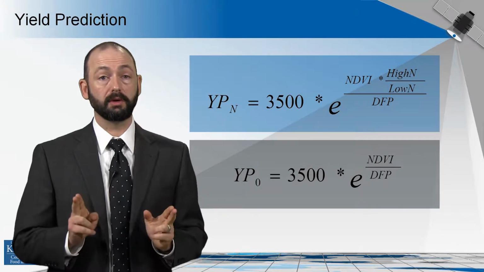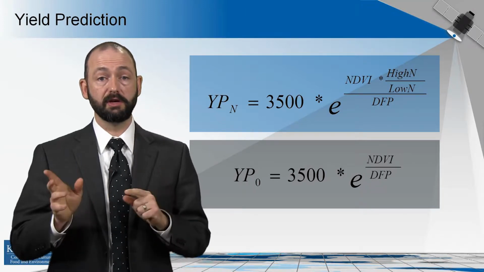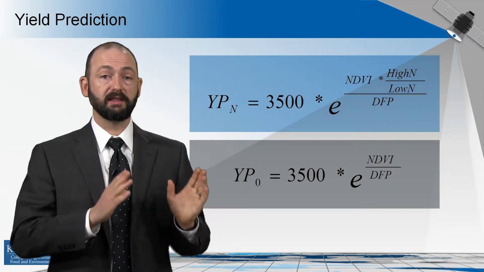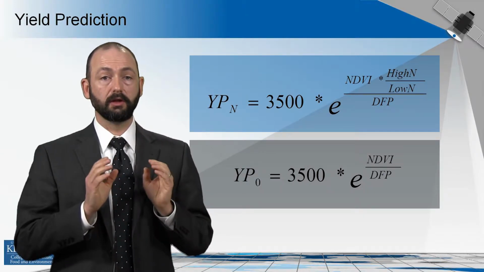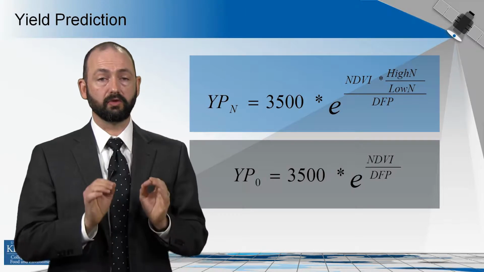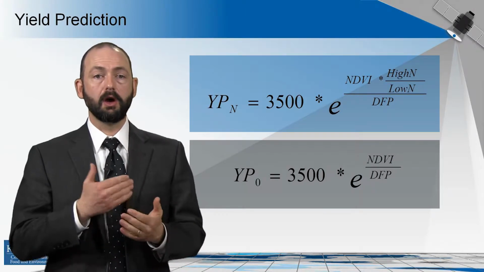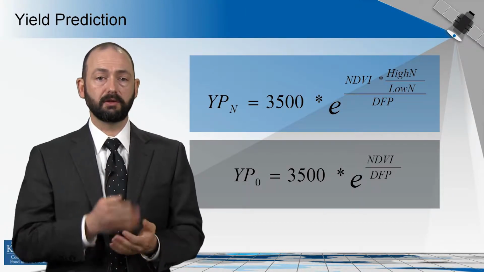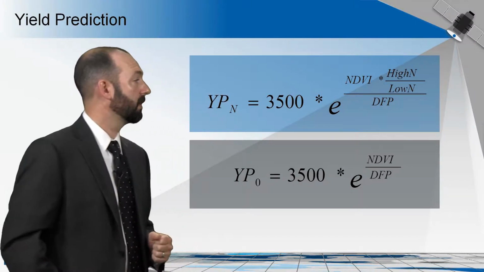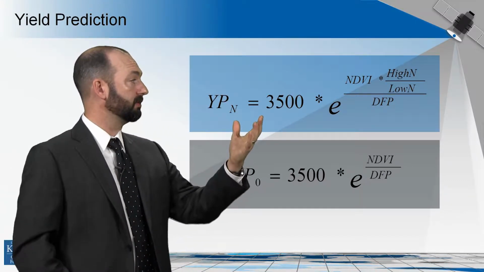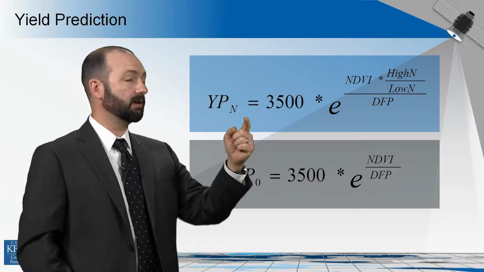And there are 2 yield prediction equations. The one for yield if we decide to fertilize, and the yield if we apply no fertilizer. And this is where the local algorithm development is critical, because these numbers are based on local climate factors, local soil, and growing conditions.